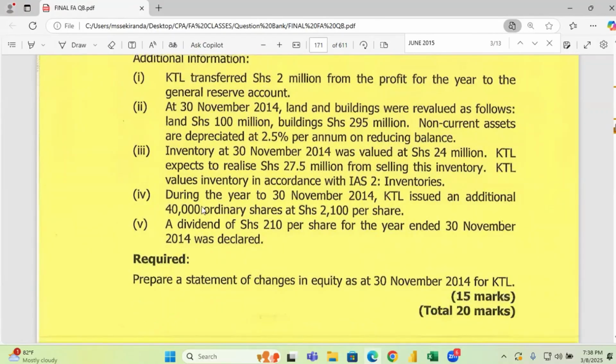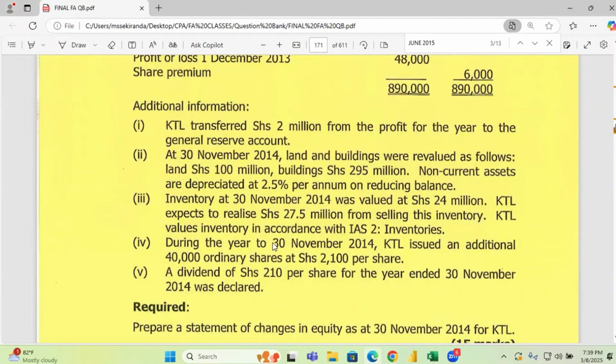Note number 4. During the year to 30th November 14, KTL issued additional 40,000 ordinary shares at 2,100 per share. Okay? So we are issuing new shares, 40,000 shares, but we are issuing them at 2,100. So 2,100 is the market price, okay?